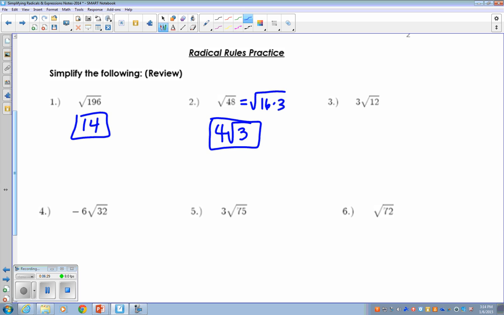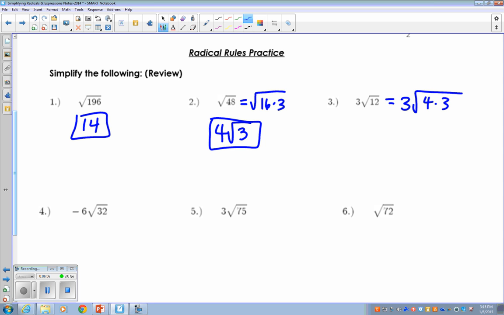Now, this is what Coach was asking right now. Who's the coefficient right now? 3. That's on the outside, all right? So that stays on the outside, okay? Then we're going to factor 12 using the highest perfect square. No, 6 is not a perfect square. 4 times 3. Okay?